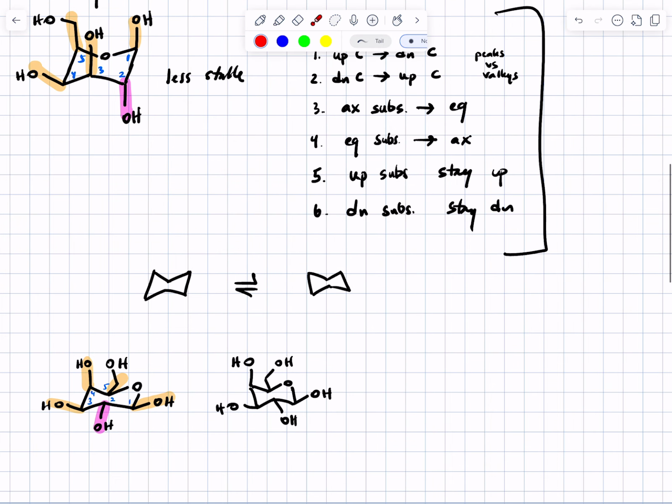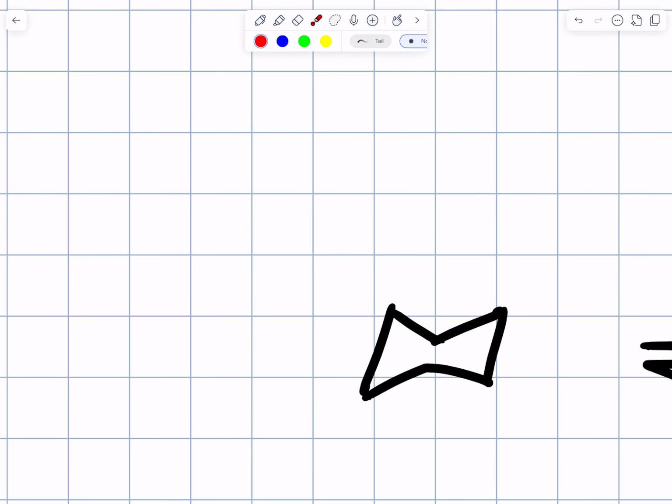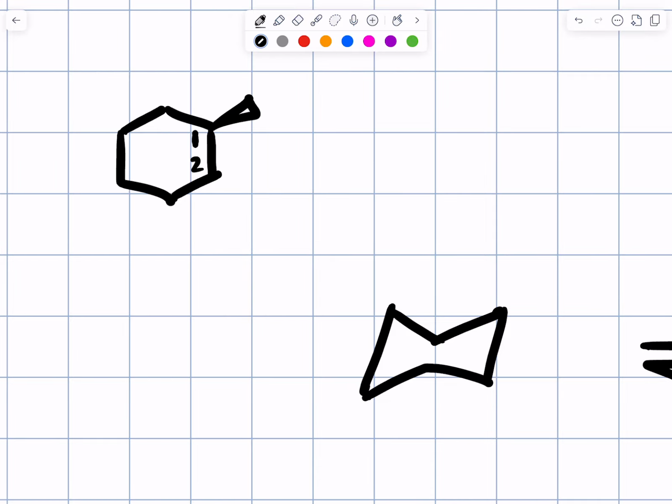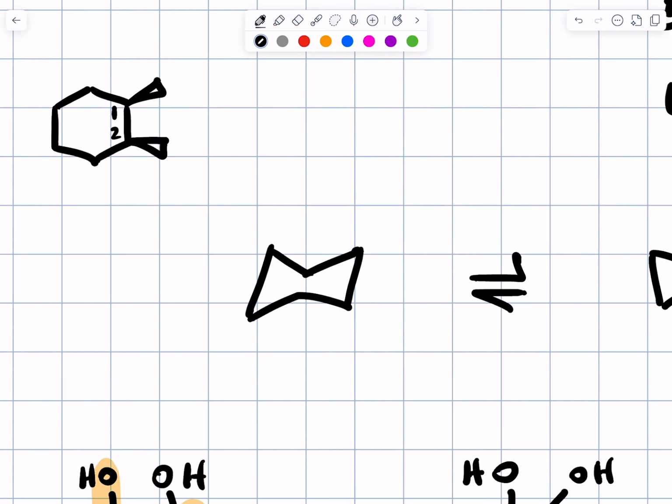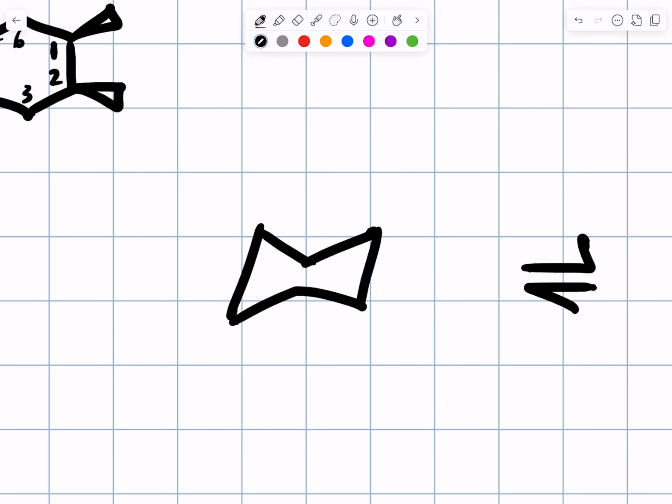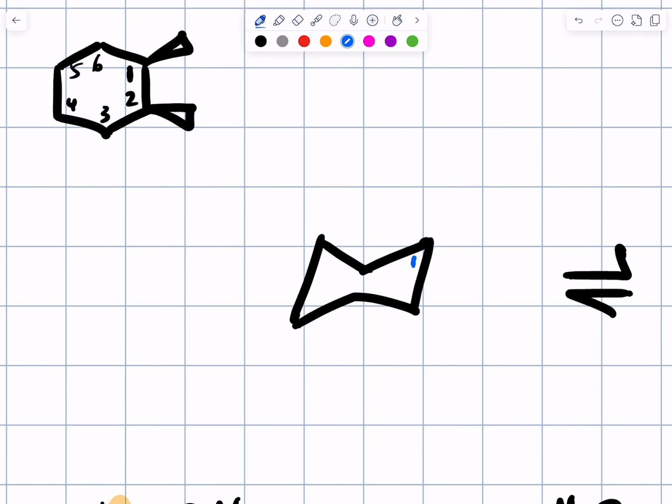Let's just put it this way. In general, let's make it real easy. Let's just put a methyl group and another methyl group. Let's do 2, 3, 4, 5, 6. If I choose to start numbering carbon 1 at a peak position, then the methyl group on carbon 1 has to be axial, and the methyl group on carbon 2 has to be equatorial.